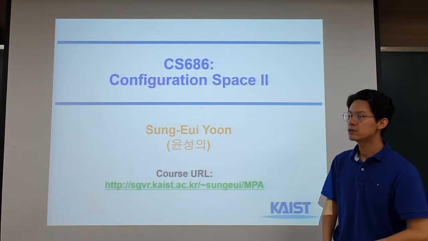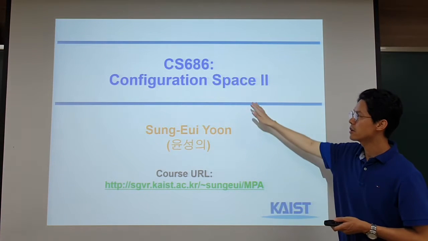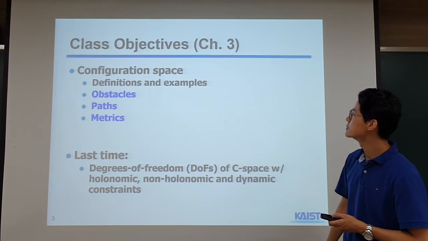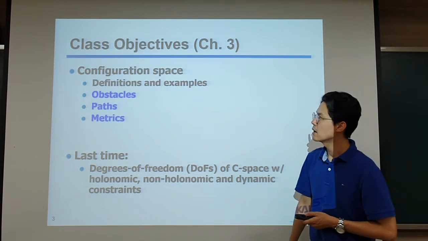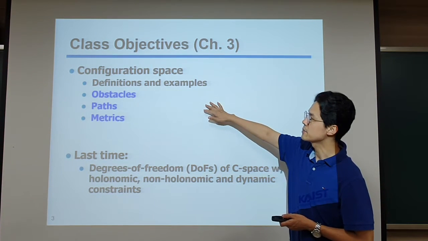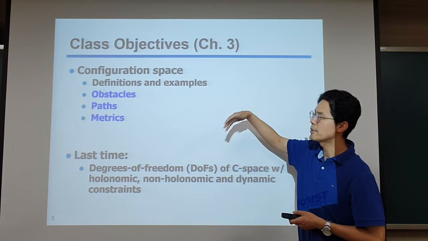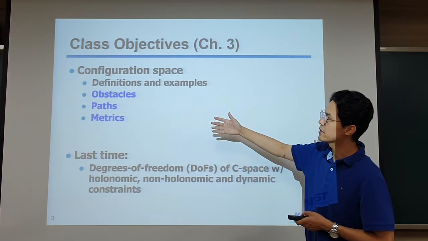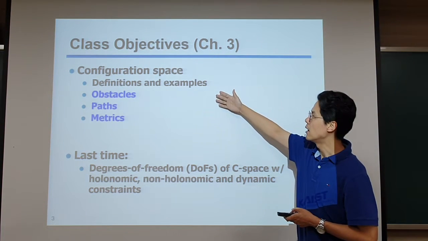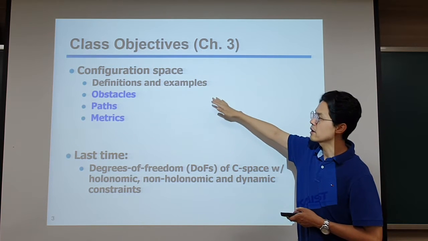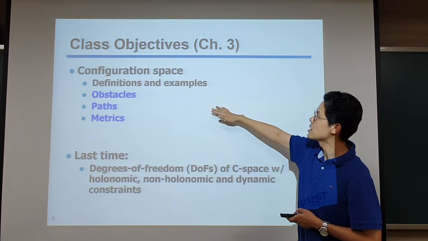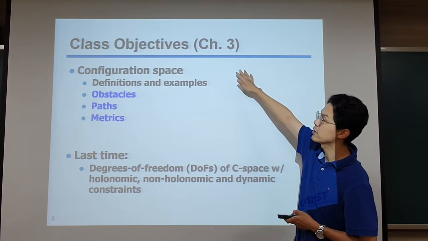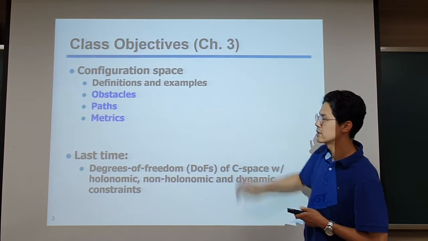Today I'd like to continue our prior discussions on configuration space. Today's class objectives: I will talk about obstacles and what the paths and metrics are in the context of the C space. The details about these concepts are already discussed in chapter 3 of my draft.